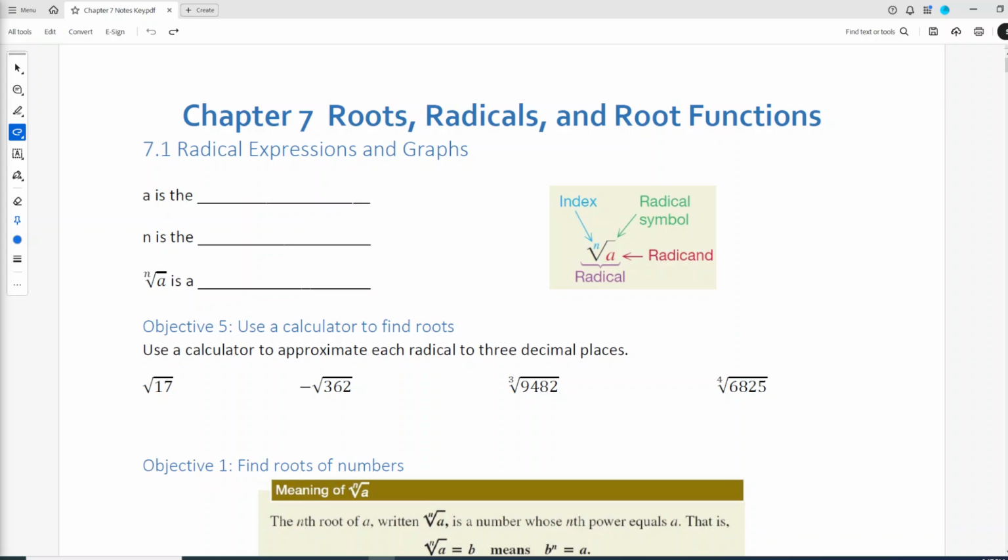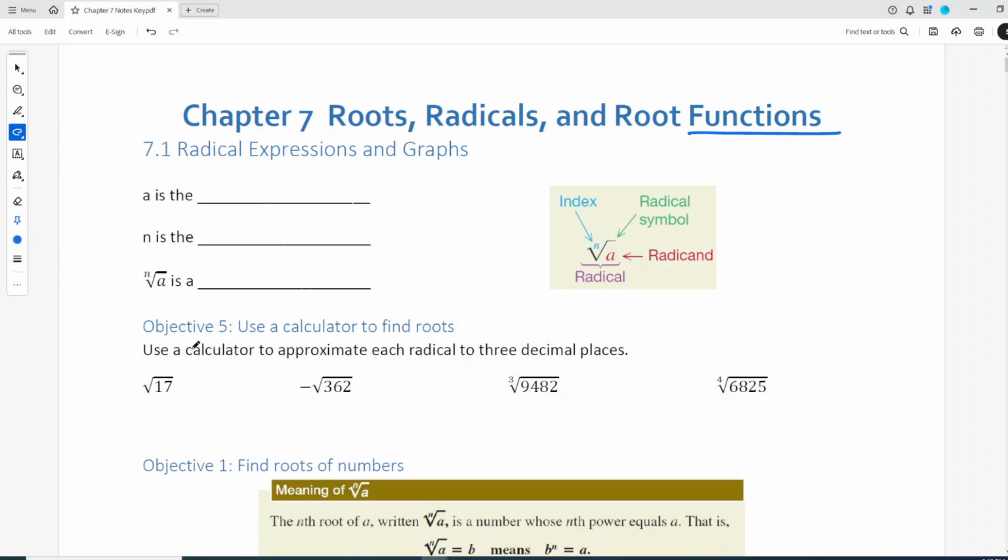All right, welcome to chapter 7. It's the third last chapter? So, this chapter is the chapter on radicals. So, it says roots, radicals, and root functions. So, roots and radicals, same thing. And then the fact that we throw in the word functions means that we're going to be graphing them.